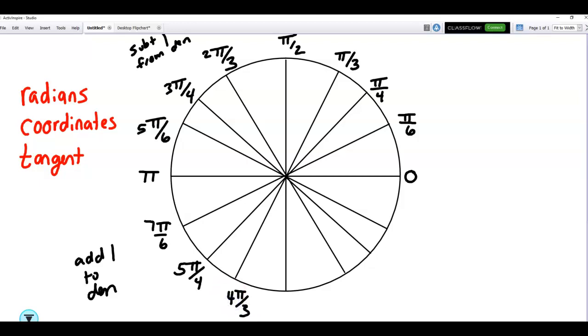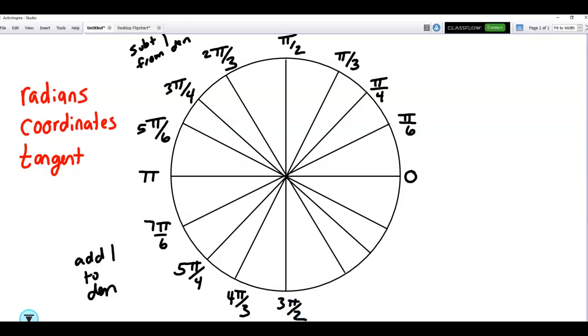So notice that you can find all the denominators just by symmetry, they're all the same, but the numerators are different. So in this quadrant, the numerators are subtract 1 from the denominator. In this one, the numerators are add 1 to the denominator. Now this bottom one down here, you just got to memorize it, is 3 pi over 2.